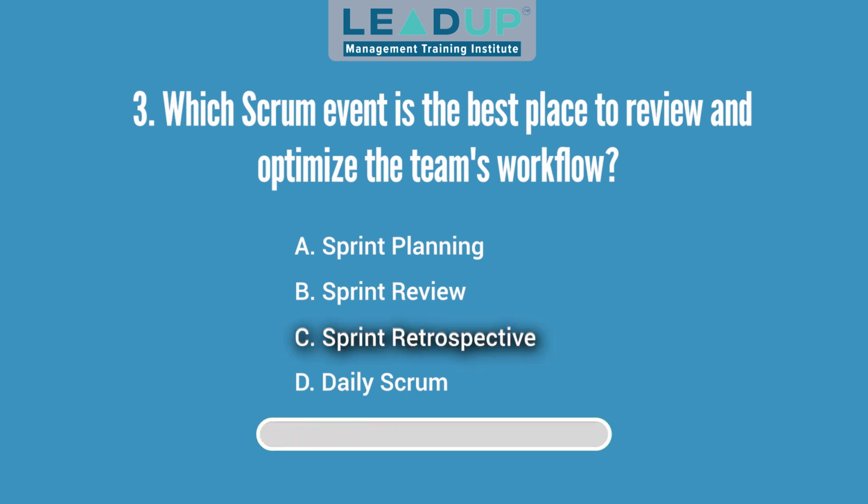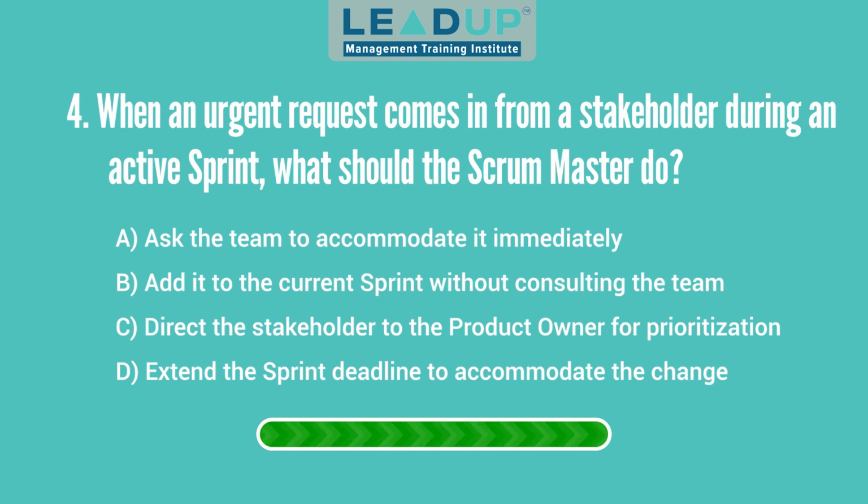Answer: Sprint retrospective. Question 4. When an urgent request comes in from a stakeholder during an active sprint, what should the Scrum Master do? A. Ask the team to accommodate it immediately. B. Add it to the current sprint without consulting the team. C. Direct the stakeholder to the product owner for prioritization. And D. Extend the sprint deadline to accommodate the change.